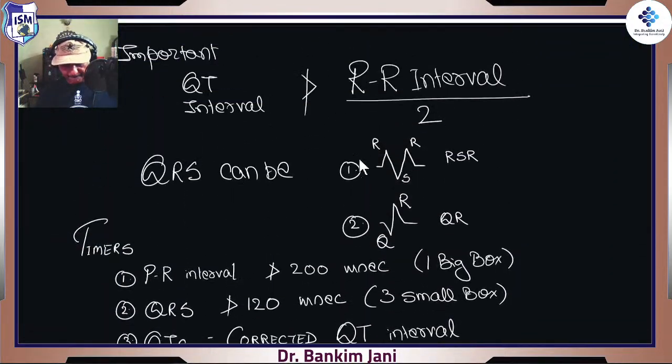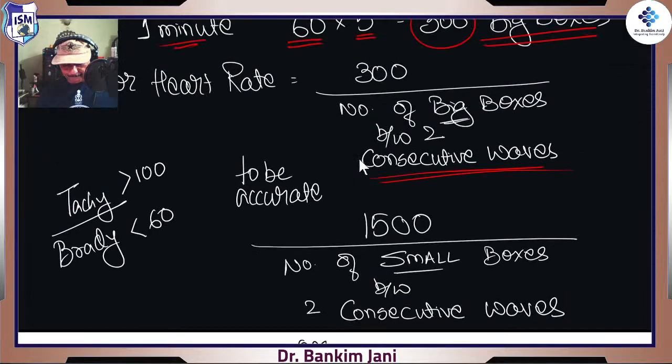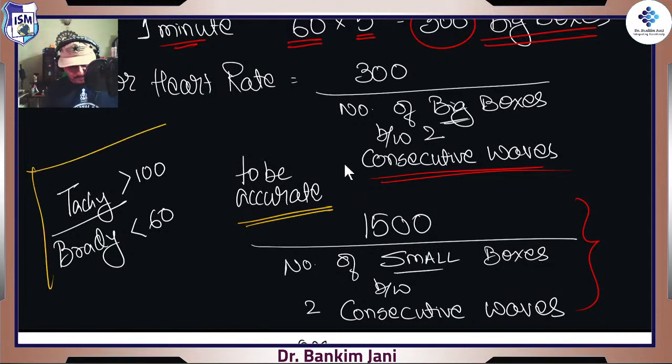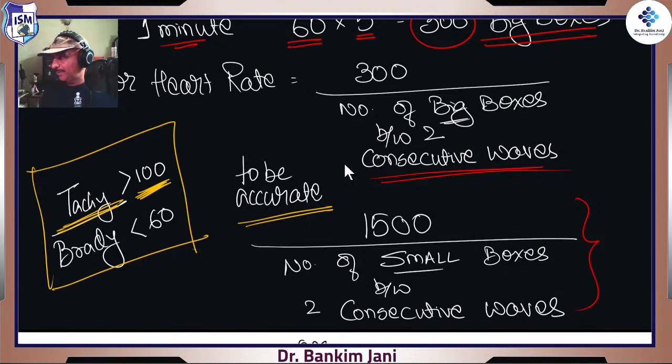So that is 1500 divided by the number of small boxes between two consecutive waves. That is when you want to be accurate. So over here, tachycardia, when you say that the heart is racing, is when you find that it is more than 100. And is 25 millimeter per second universal? Exactly, this is universal. Whatever I told you, in all the ECG machines of the world, it is universal, right?